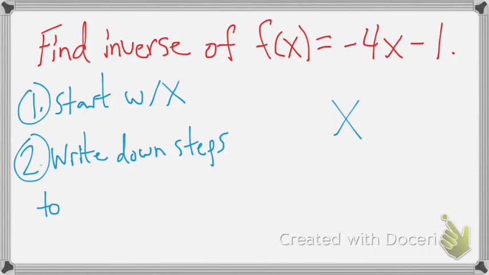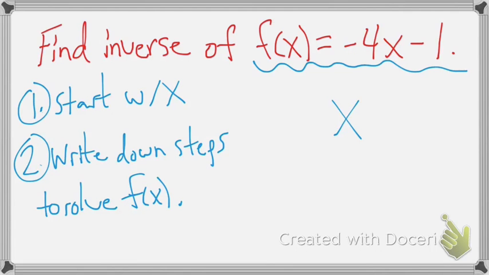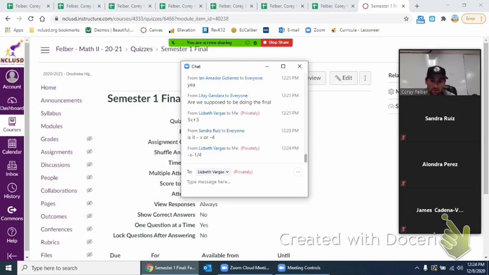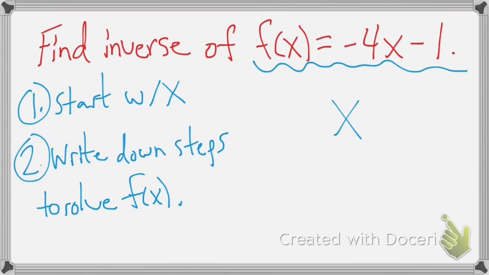that would solve our original equation, the one we were given, which we called f of x. So we start with the x, and then we're just going to write down all the steps that you would do if you wanted to solve this one up here for x. If you're trying to get x by itself, the first thing we'd have to do here is to add 1. We'd have to add 1 to both sides.